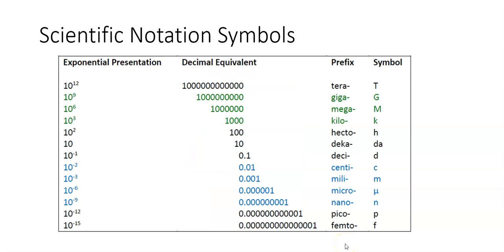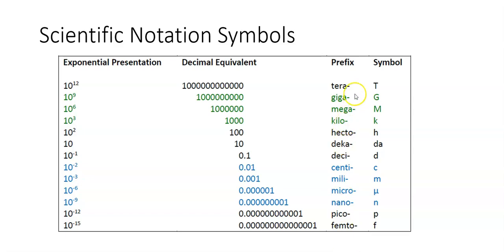In this table, I am showing you some of the prefixes and symbols that engineers use to present very large and very small numbers to further simplify these numbers. The first column is the exponential presentation. The numbers are from 10 to the power of negative 15 to 10 to the power of 12. Second column is decimal equivalent. Third column is the prefixes: tera, giga, mega, kilo, hecto, deca, deci, centi, milli, micro, nano, pico, and femto. And the last column is showing the symbols that engineers use.